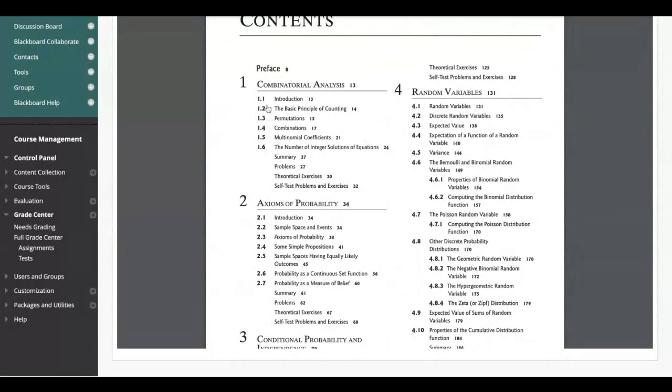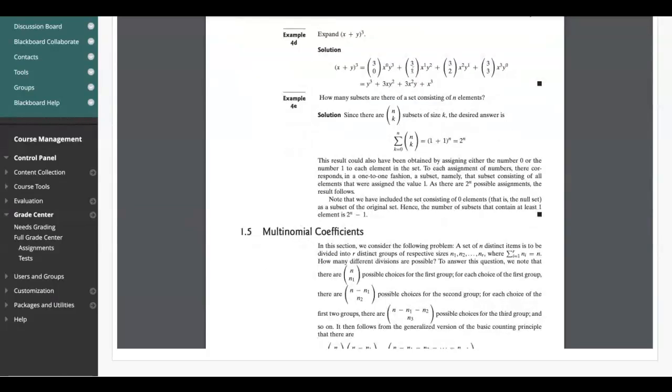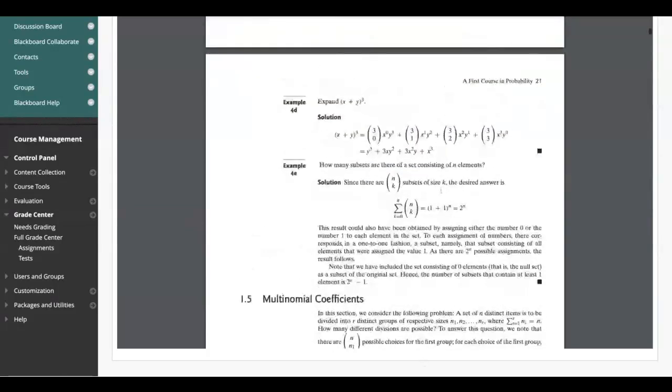Right, so we have covered 1.2, 1.3, 1.4. So today we're going to finish chapter 1 by talking about 1.5, multinomial coefficients, and 1.6, the number of integer solutions of equations. Basically, it's just an application of multinomial coefficients. All right, let's go.